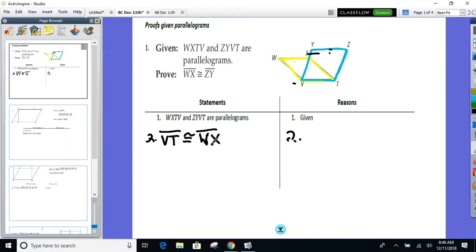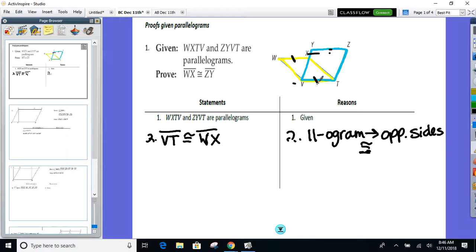Reason, this is what I had you guys write down a few times yesterday. Parallelogram implies what property was just applied? Opposite. You got to have that word opposite. Can't have sides or congruent. Opposite sides congruent. Nice. So I have these two sides congruent.